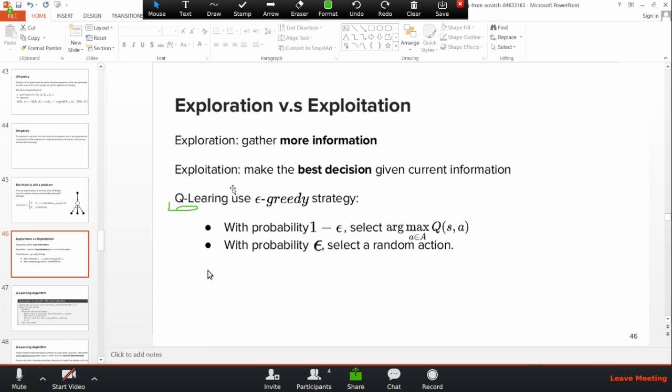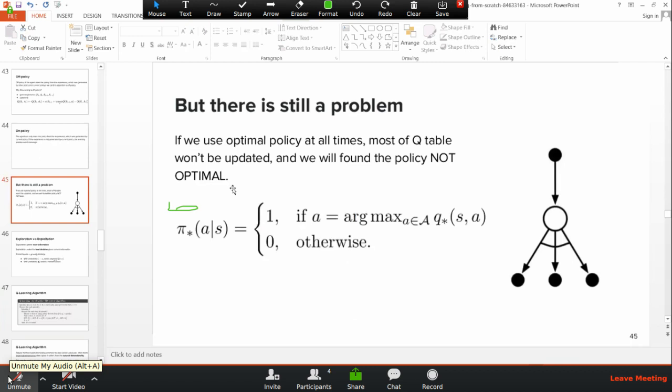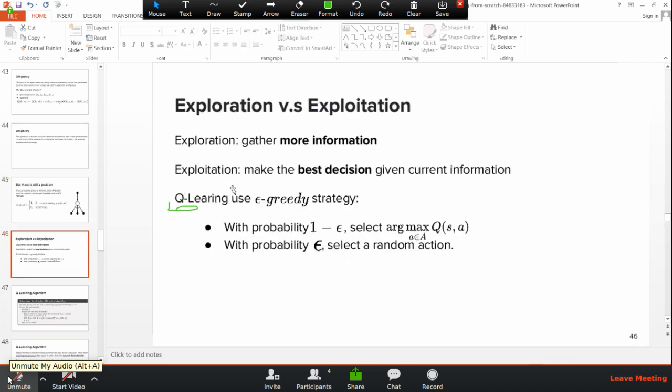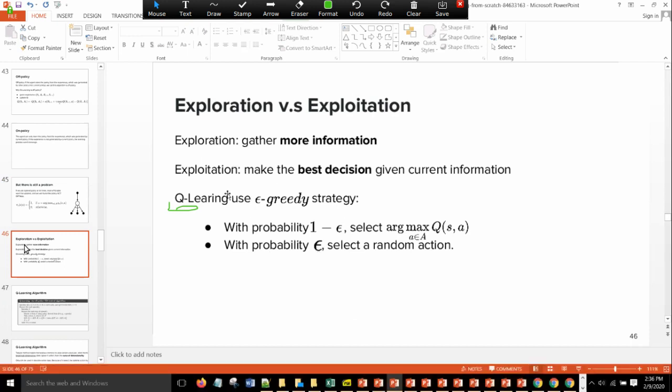So this is why we are doing this exploration and exploitation. Especially because this is model free. That is the reason we are going for exploration versus exploitation.